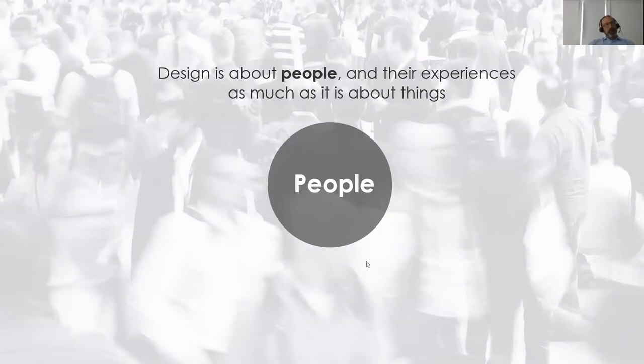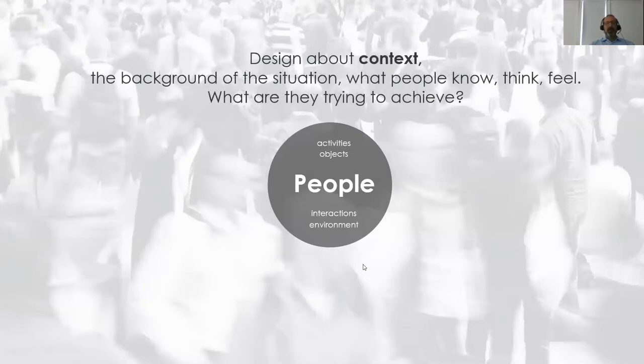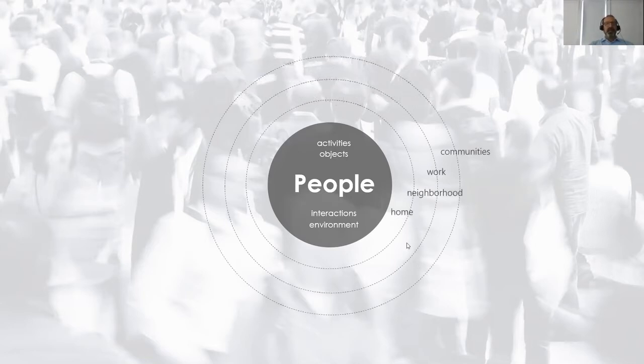So it's really important to understand people and what they go through, and to do that, we're always understanding context, right? The context, the background, right? We're trying to understand what they know, what they think, what they feel, what they do, their goals, what they're trying to achieve. We're looking at their activities, the other objects in their lives that make up their experiences, their interactions with the objects, the environment, right? And it even trickles out from that. What are the environments? Where do they carry on these activities? Is it in the hospital? Is it at home?